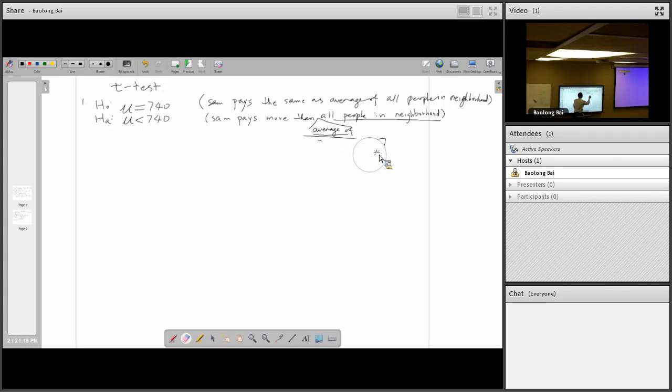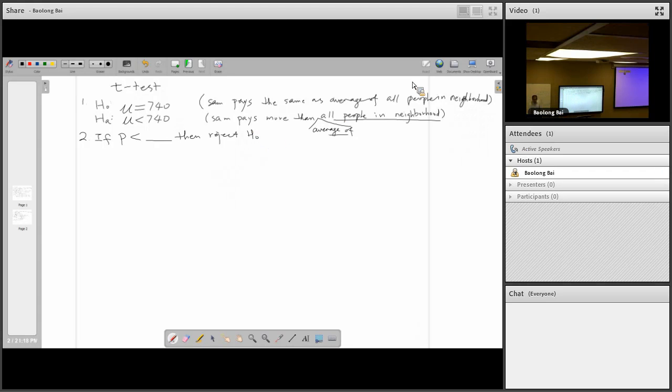Right? All right, so don't get confused. Write the words out and then convert it to the symbol so that you don't get the sign wrong. Okay. So second step, state the rejection rule. If p is less than alpha, then reject the null. So we just need to know what alpha to use, right?